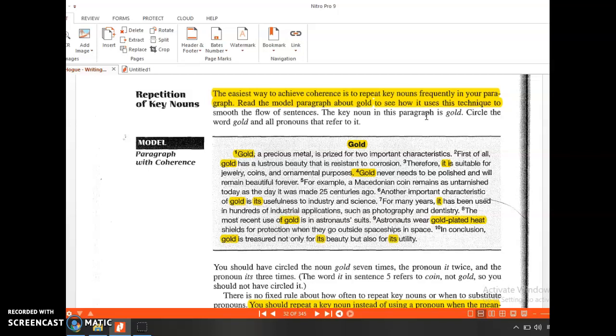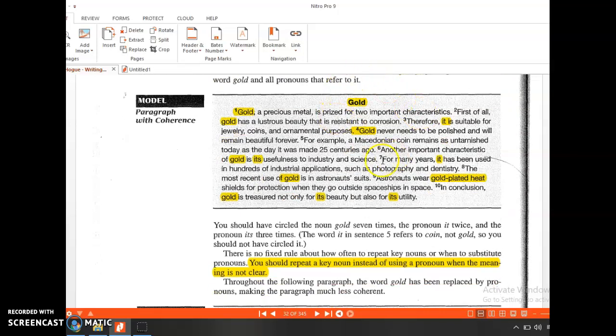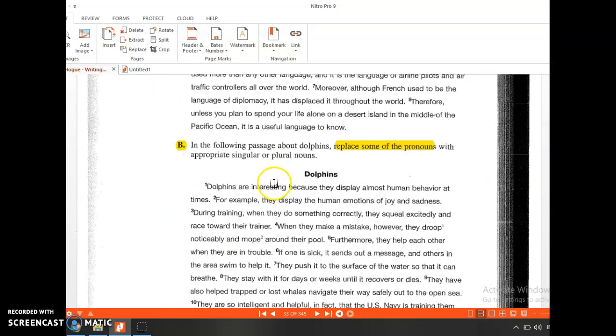7. All right, see this. For many years, it has been used in hundreds of industrial applications, such as photography and dentistry. The most recent use. Actually, the use here is the same as application, but the writer used different words.